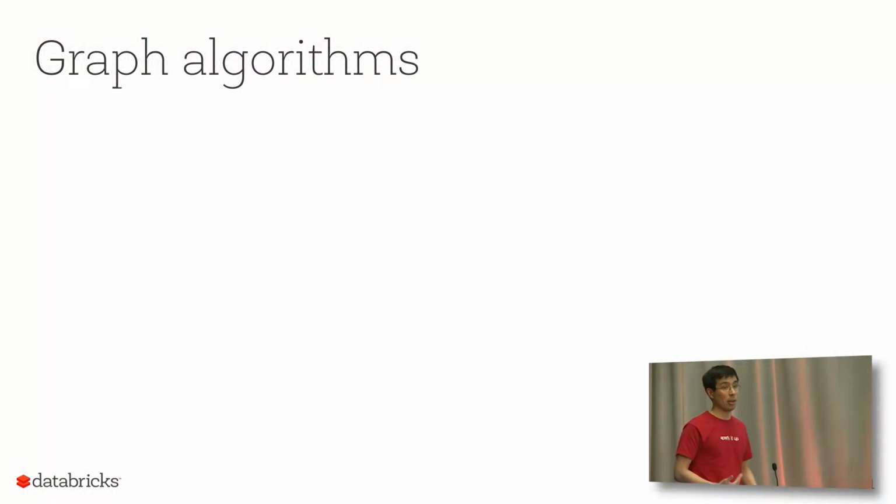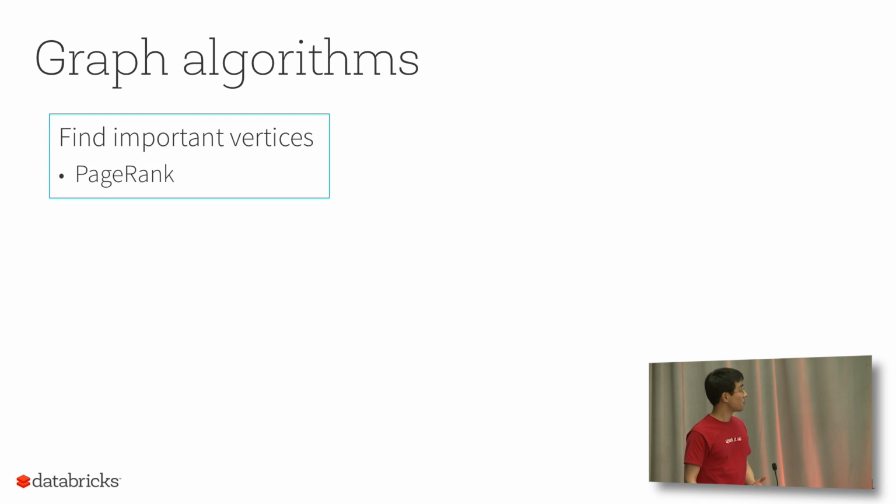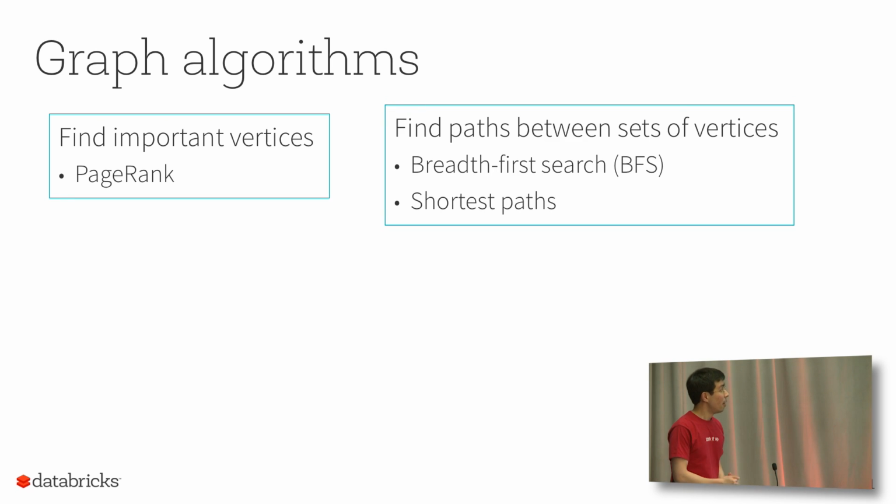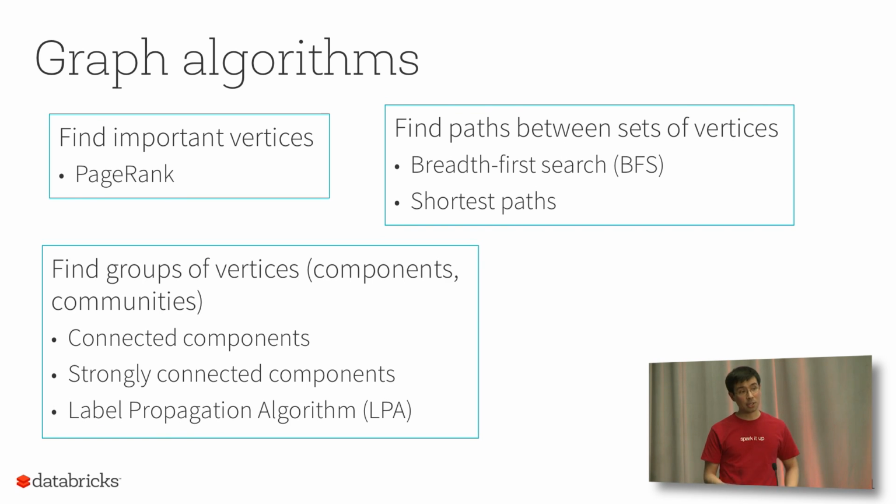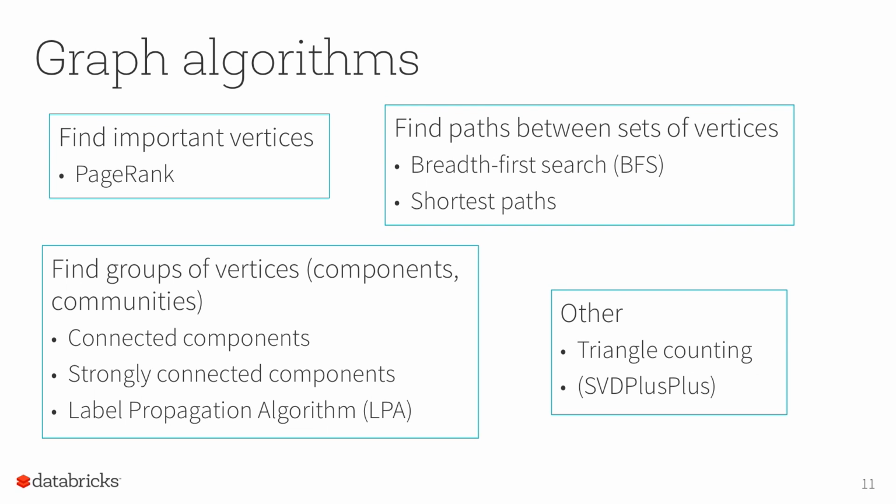The final type of query I want to mention are graph algorithms. I've divided it into sort of 4 groups. The first is finding important vertices, where of course the natural answer is PageRank. We can also search for paths between sets of vertices: breadth first search, shortest paths, algorithms like that. We may also be interested in finding groups of vertices, whether that be components or communities. There's several algorithms available. And then there are also a few other more esoteric graph-specific algorithms like counting triangles or this recommendation algorithm.